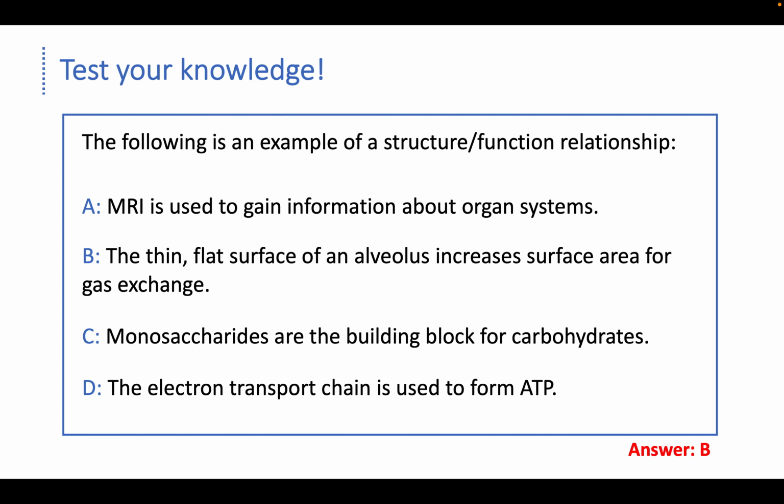The answer here is going to be B, right? So the thin, flat surface of an alveolus increases surface area for gas exchange. This is the example that we gave earlier. These other ones do not have to do with a structure-function relationship. They may just have to do with basic anatomy, basic structure. This has to do with imaging. Electron transport chain is used to form ATP. That's more of just a description of how cellular respiration works, but not necessarily a structure and function relationship, right? So the best answer in this case would be B, all right?